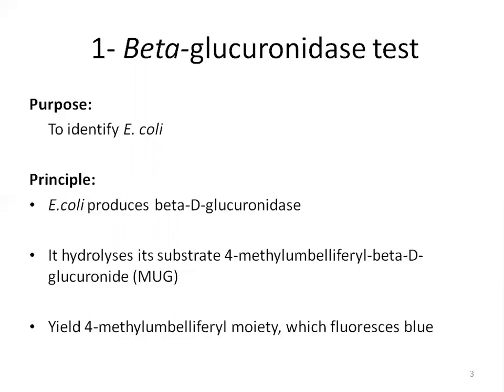E. coli produces the enzyme beta-D-glucuronidase. The substrate of this enzyme is 4-methylumbelliferyl, and as a result, this enzyme yields the 4-methylumbelliferyl moiety, which fluoresces blue under long wavelength UV light.